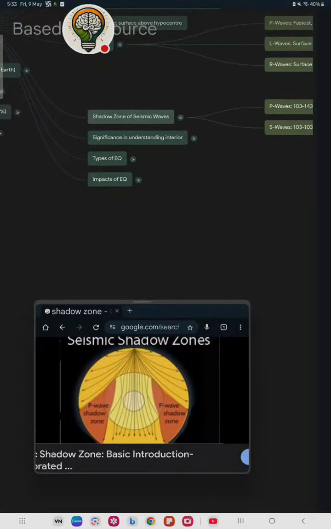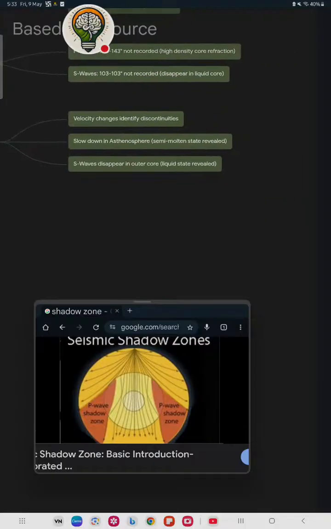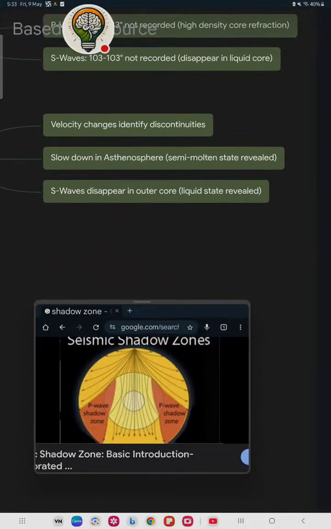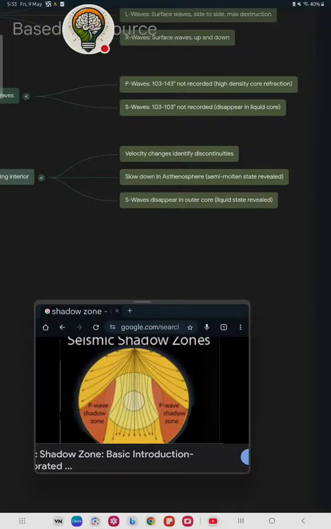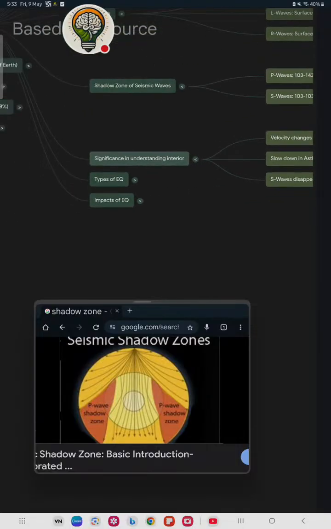Then the significance of understanding the interior. So velocity change helps identify discontinuities. We have identified the discontinuity within the earth, a slowdown in the asthenosphere, a semi-molten state, which reveals the slowdown of waves there. Then the S wave dissipation in the outer core reveals a liquid state. So the semi-molten and liquid states are revealed by these studies, and the discontinuities are also identified.